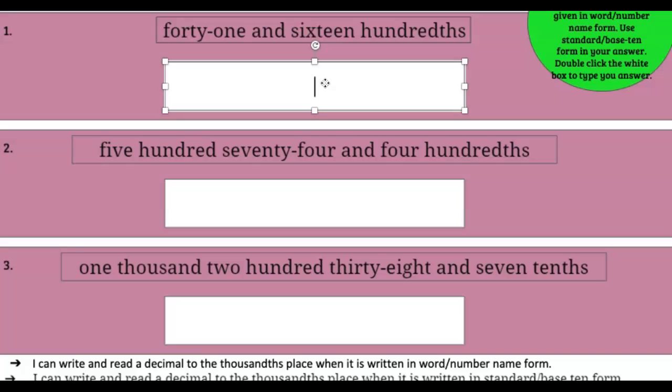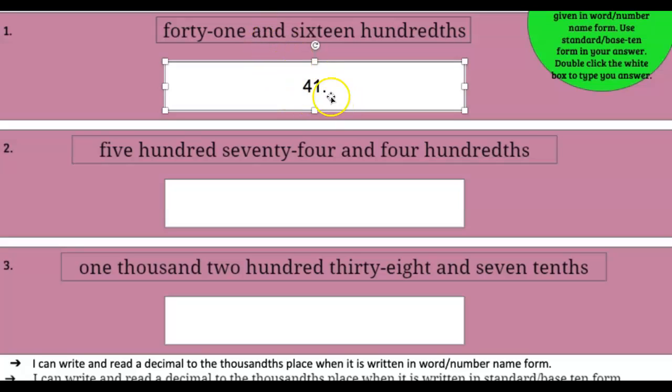41 and 16 hundredths. So remember, my "and" represents my decimal. So everything before my decimal, you should know that it is a part of the whole number. So everything before the word "and" will come before the decimal, and all the words after "and" will come behind the decimal. So 41, I simply just write what it sounds like.